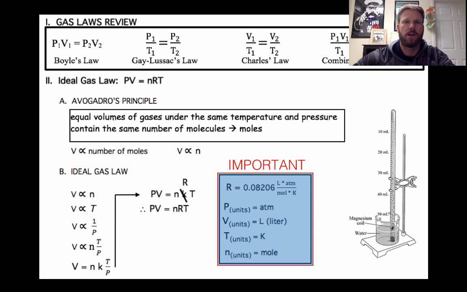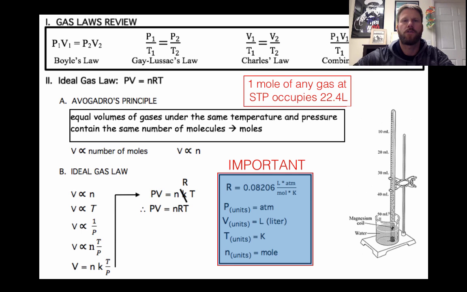Using the ideal gas law, you can come up with that constant that we've been using since the first semester. 1 mole of any gas at standard temperature and pressure occupies 22.4 liters.